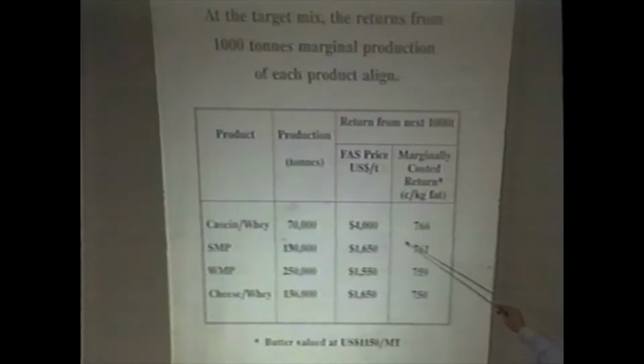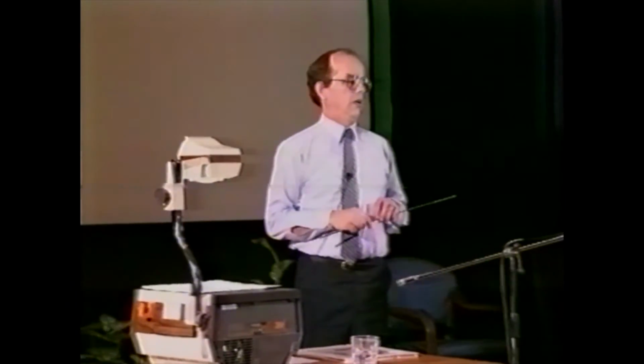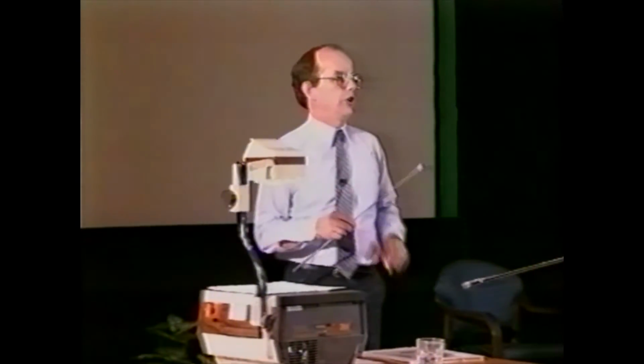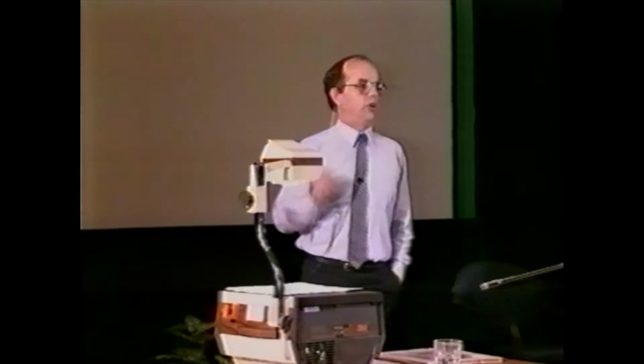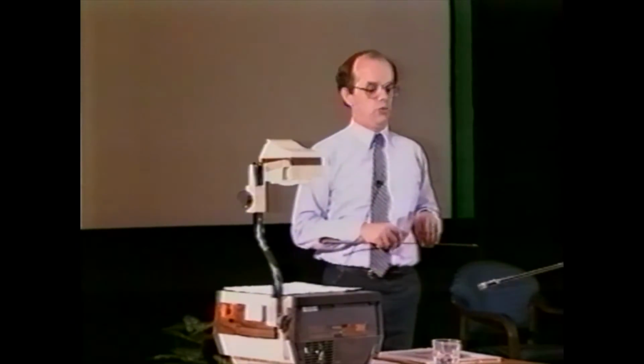Skim milk powder, whole milk powder and cheese were all within 16 cents of each other at the edge. And by checking that we got them to align like that, it shows that the optimum product mix for the industry was achieved. If any one had been noticeably higher than that, then milk should have flowed into it, and there would have had to have been a good reason why that hadn't been achieved.